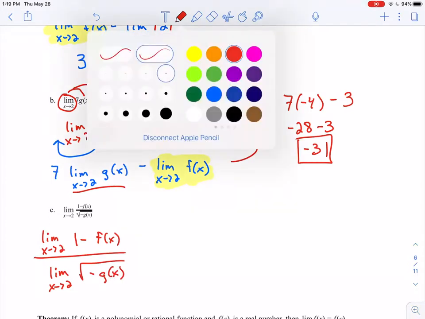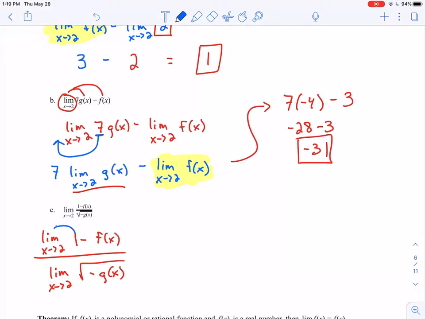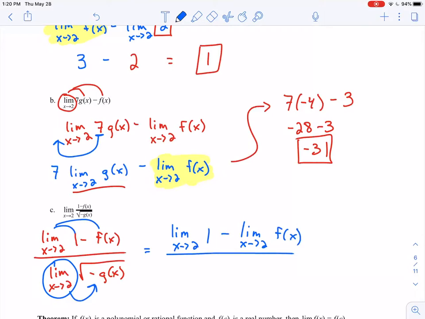So in my numerator, I'm going to take this limit and distribute it over the subtraction just like we've been doing. Here in the denominator, I'm going to take this limit and carry that into my radical. Remember that last property said you can take a limit and carry it inside of a radical. So if I do that, my numerator looks like the limit as x approaches 2 of 1 minus the limit as x approaches 2 of f of x, divided by the square root of the limit as x approaches 2 of opposite g of x here.